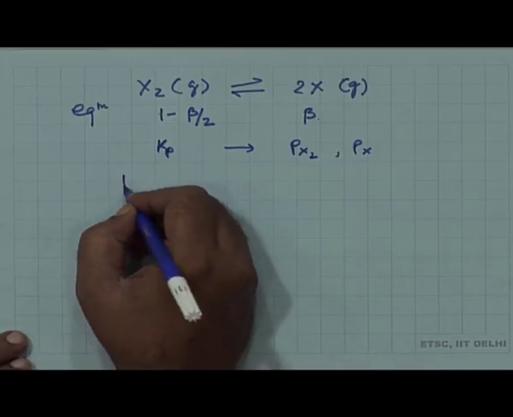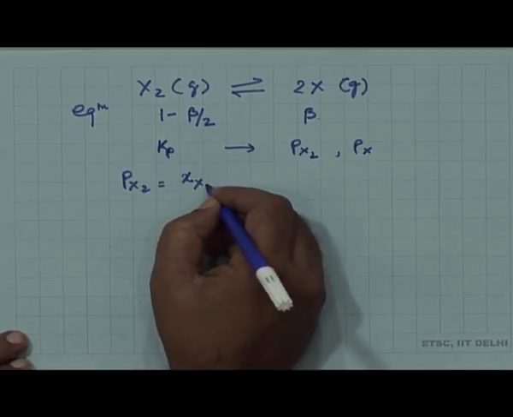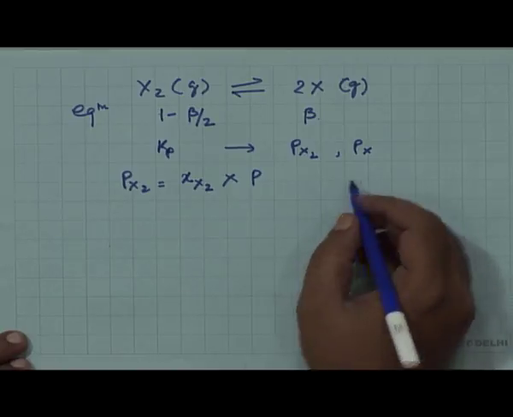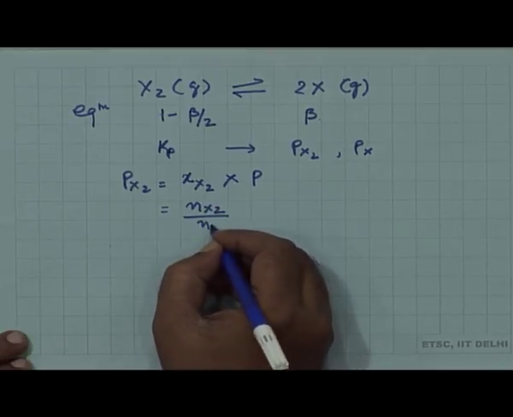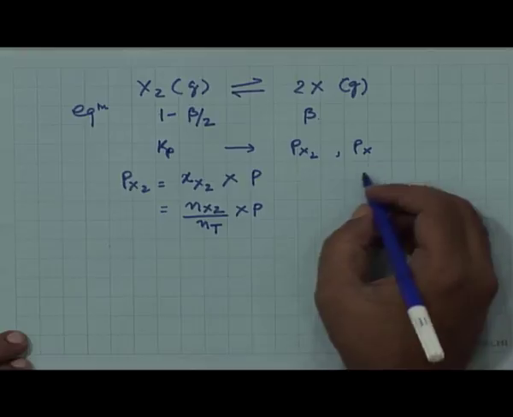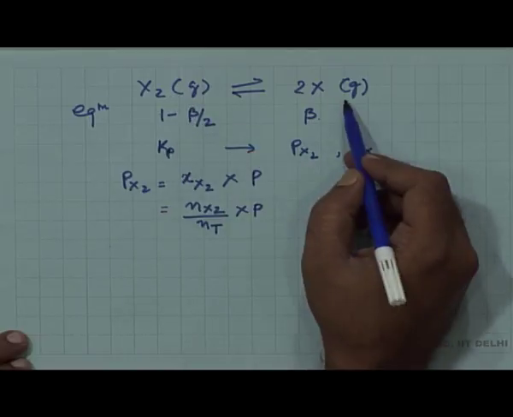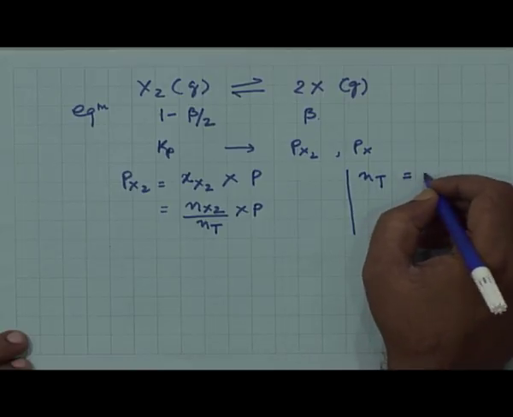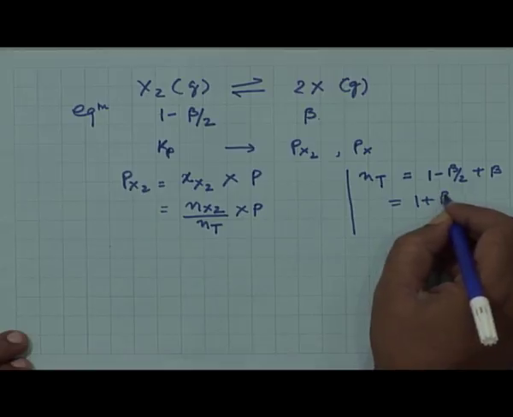So, partial pressure of X2 is equal to mole fraction of X2 into total pressure. And what is mole fraction? Mole fraction is your N of X2 divided by total number of gaseous molecules, multiplied by P. What is NT? Total number of molecules is number of moles of X2 plus number of moles of X. So, NT is equal to 1 minus beta by 2 plus beta, and this is equal to 1 plus beta by 2.